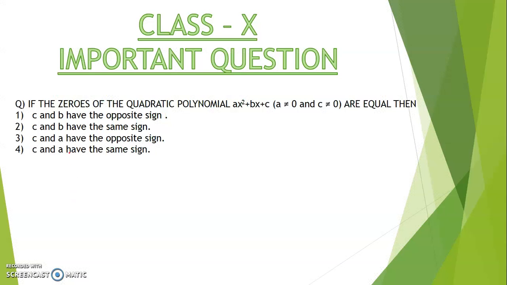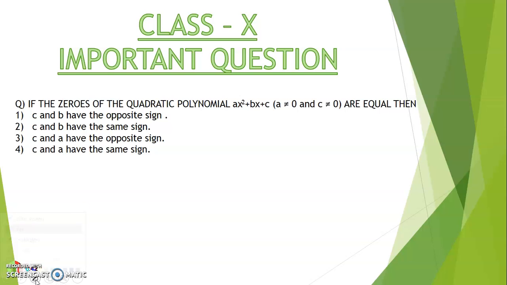And the question is this: if the zeros of the quadratic polynomial ax square plus bx plus c, where a is not equal to 0 and c is not equal to 0, are equal, then which of the options is correct? So we will check for the options.